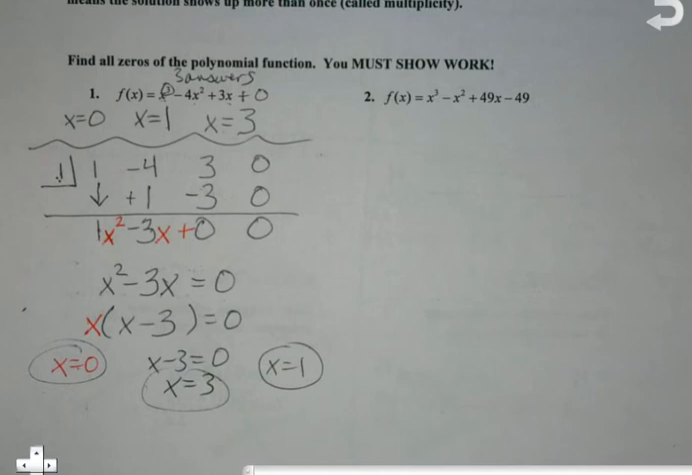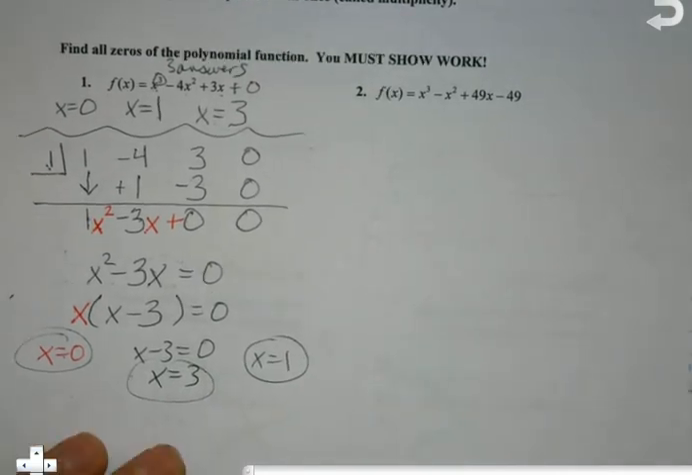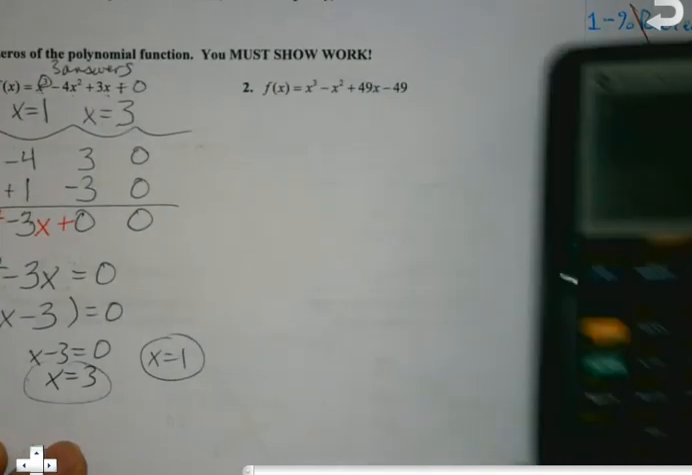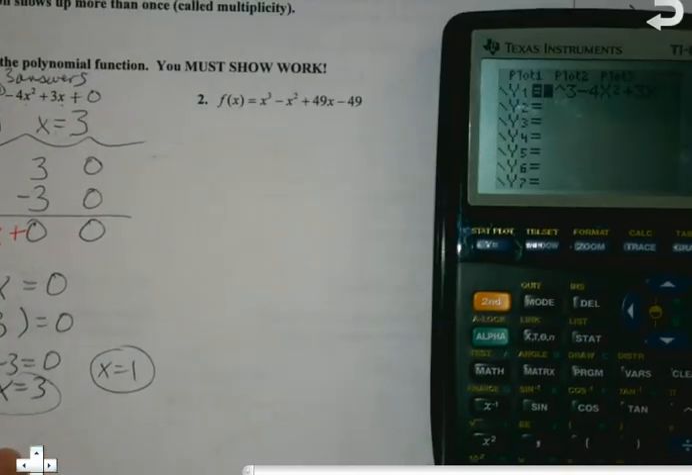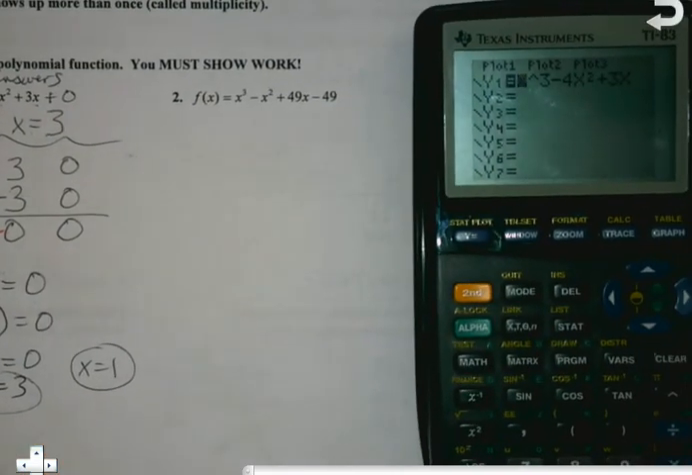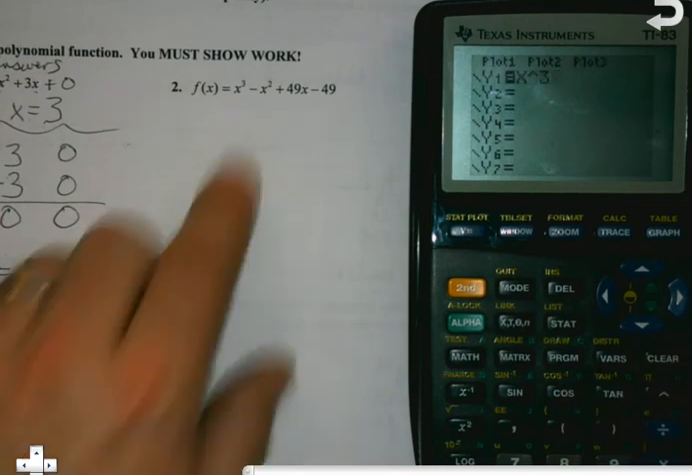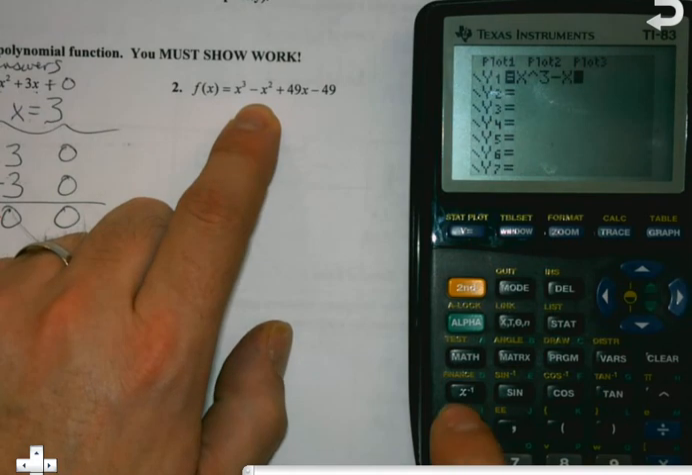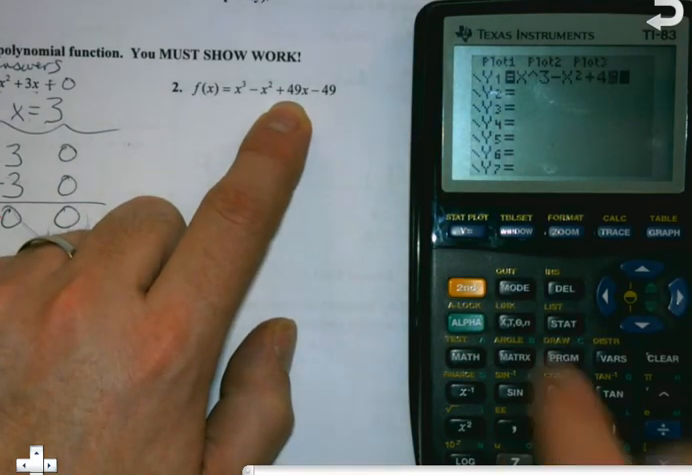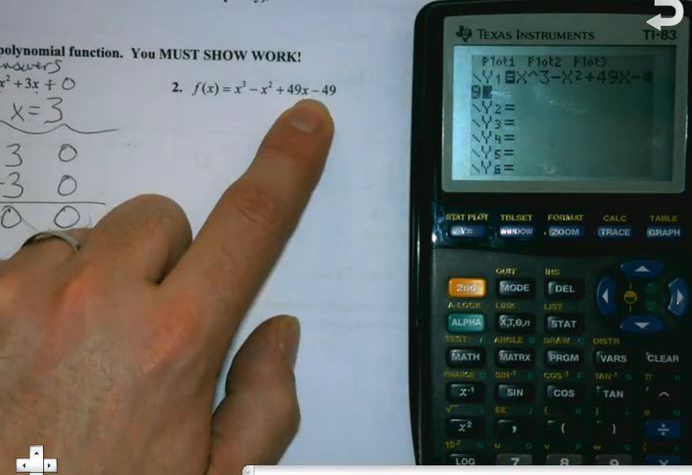Number 2, okay? Because, just to let us see that everything doesn't always work out just the way we would like, let's clear this out. Let's pop number 2 in here and see what happens. X to the third minus x squared, 49x minus 49.